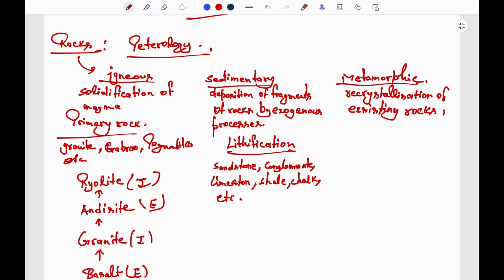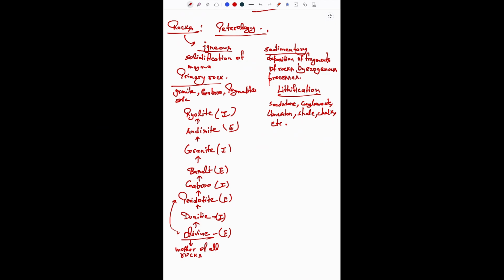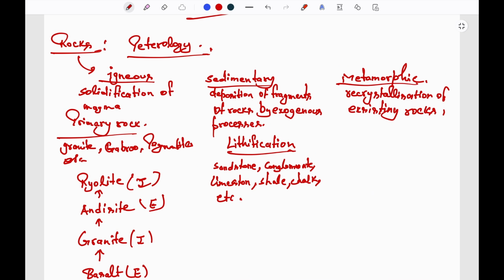So metamorphic basically means change of form by action of pressure, volume and temperature. Volume and temperature. Those PVT changes. Now metamorphism is the process by which an existing rock undergoes recrystallization and reorganization to form the metamorphic rock. So it is the process.